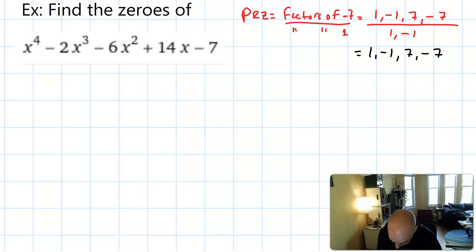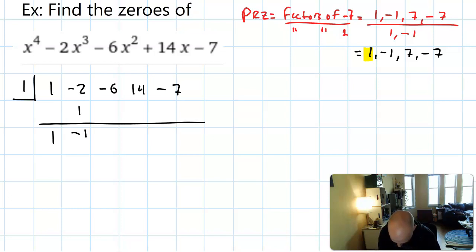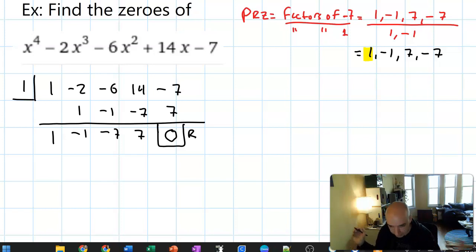Though I always recommend just start small. Like, don't start with 7, start with 1. Just everything works nicer with 1. So let's start with 1, set up some synthetic division, and start dividing. So we do get remainder 0 over here, which means that 1 worked. 1 was a factor.